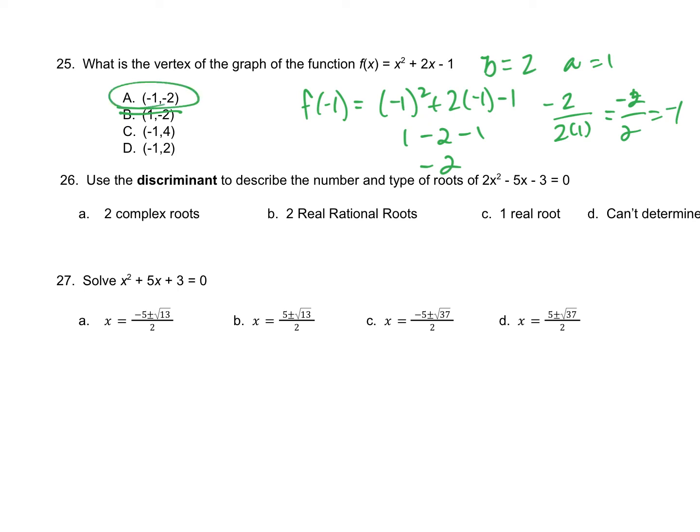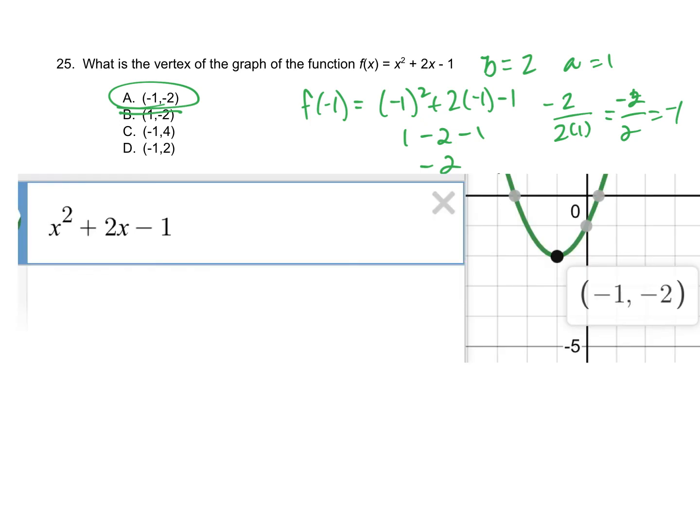Now the other thing we can do is we can Desmos it. We can graph this equation and see what the vertex is. We should be able to tap right on it. So let's do that as well. All right, you can see when we graph it, remember the vertex is the lowest point on our graph. So our vertex is here, and guess what? It's at -1, -2.